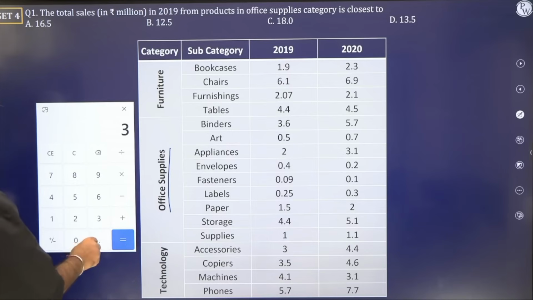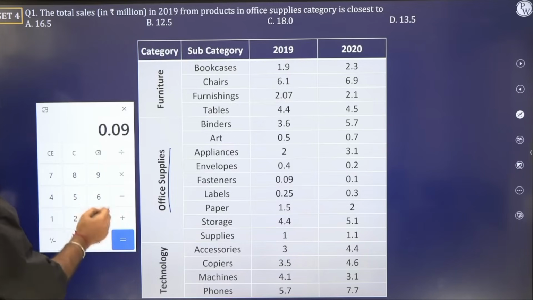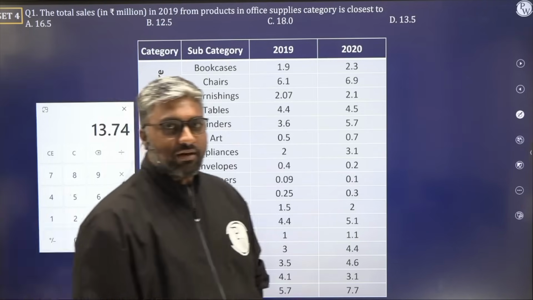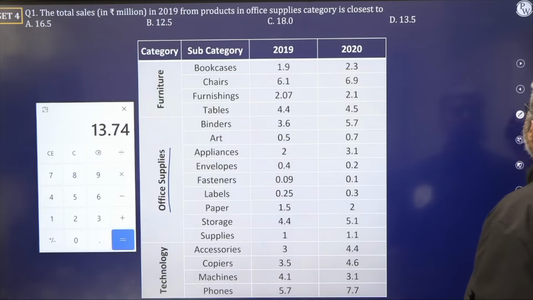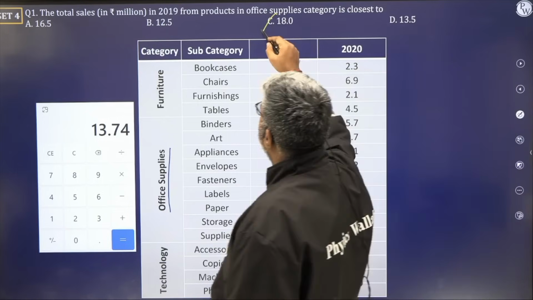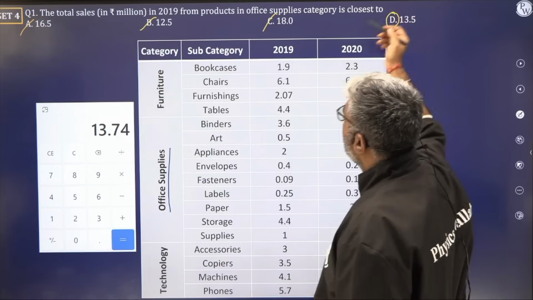करते चालू 3.6, 0.5, 2.4. I don't even want to risk doing manual calculation. 0.09, 0.25, 1.5, 4.4, and we have 1. It gives us 13.74. 13.74 is not 18, is not 12.5, is not 16.5, so it has to be 13.5.